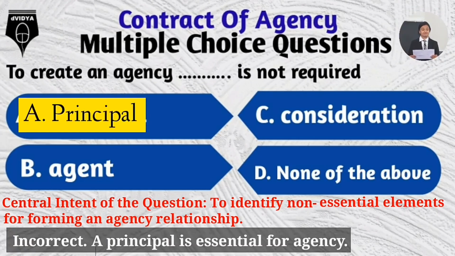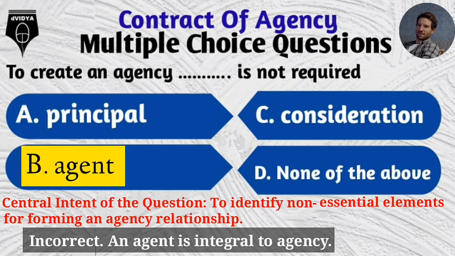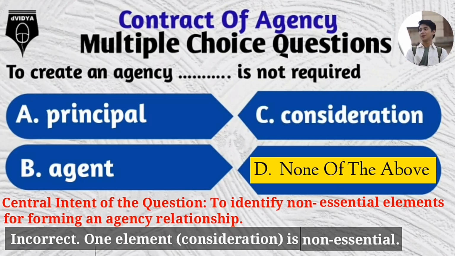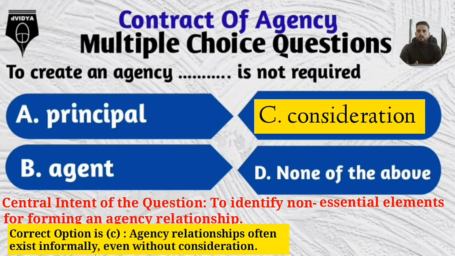Option A, principal. Incorrect. A principal is essential for agency. Option B, agent. Incorrect. An agent is integral to agency. Option C, consideration. Correct. Agencies can exist without financial or material consideration. Option D, none of the above. Incorrect. One element, consideration, is non-essential. Correct option is C. Agency relationships often exist informally, even without consideration.